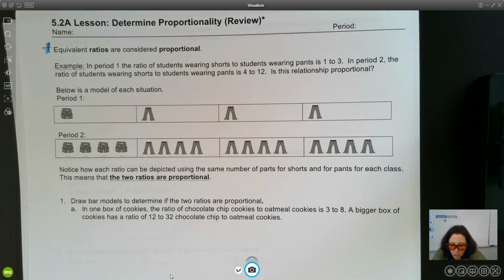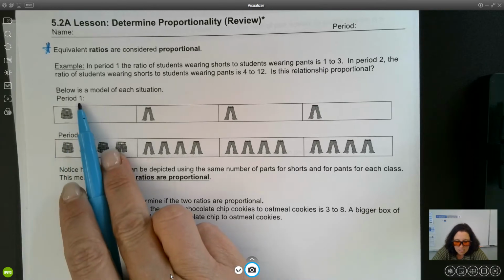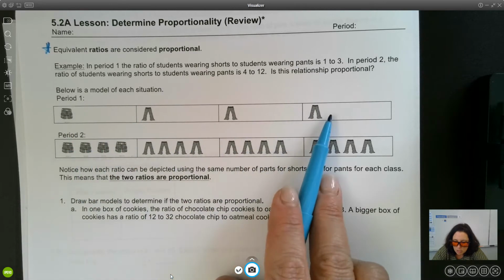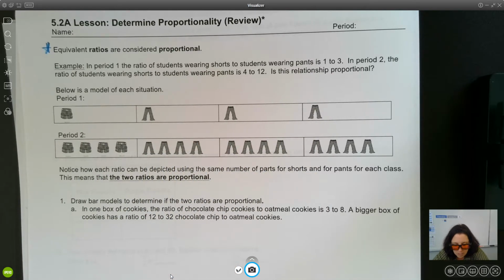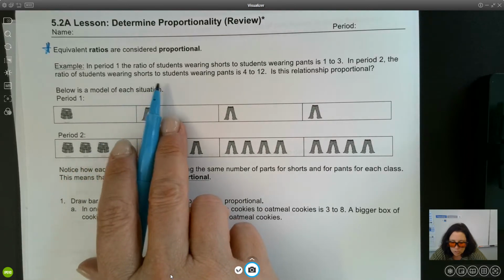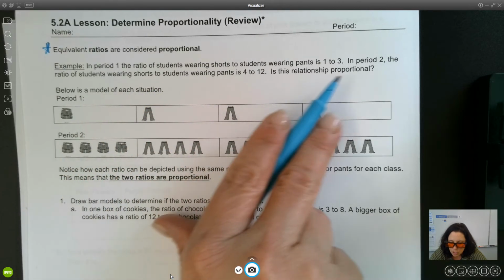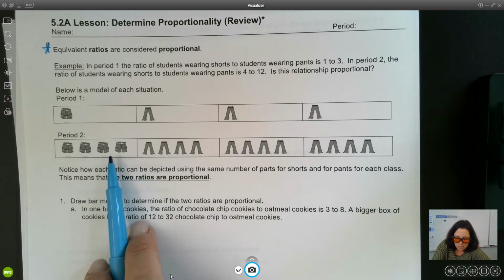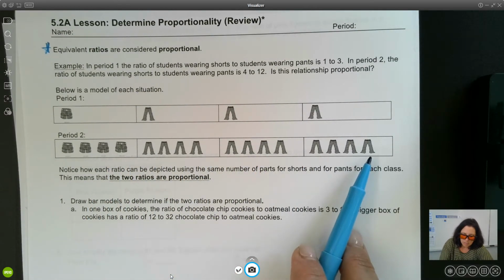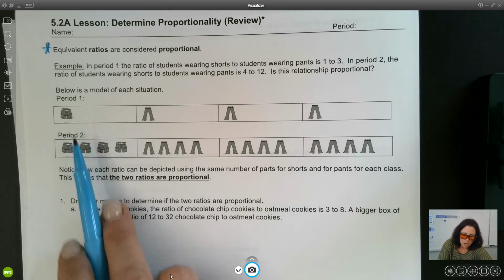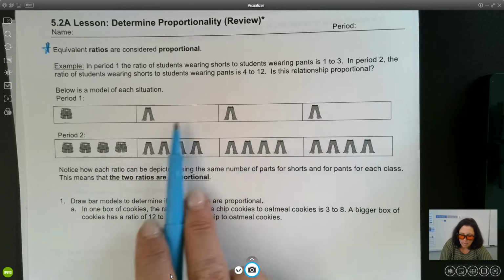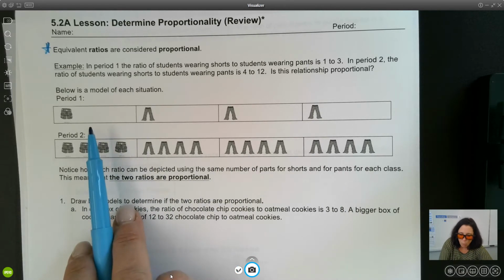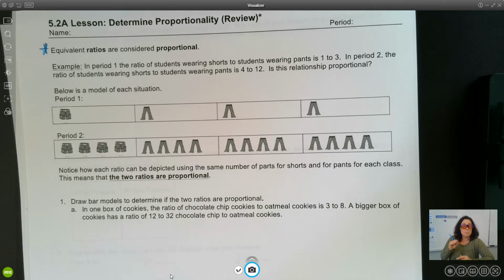Okay. Example, in period 1, the ratio of students wearing shorts to the students wearing pants is 1:3. So you can see that period 1, we've got 4 boxes total. 1 has shorts, 3 boxes have pants. In period 2, the ratio of students wearing shorts to students wearing pants is 4:12. Is this relationship proportional? So notice that we can still draw 4 boxes, but instead of having 1 in each box, we now have 4 in each box, so that we've got 4 shorts and 12 pants. But we can still see the 1:3 relationship in both.